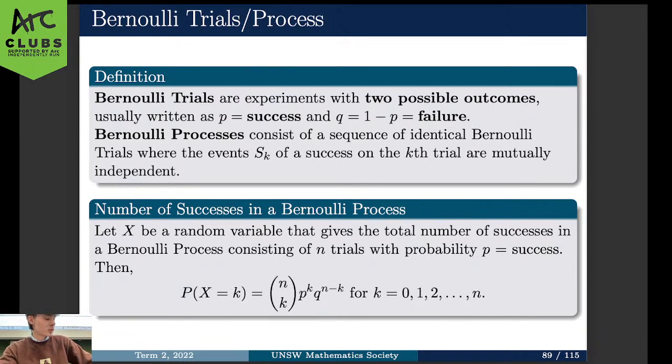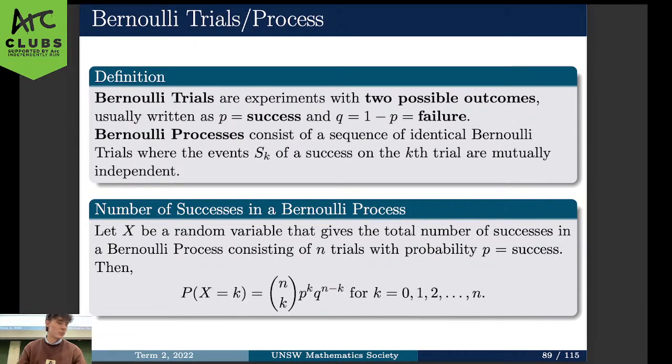And a Bernoulli process is a sequence of identical Bernoulli trials where each trial is mutually independent. So now, if X is a random variable indicating the number of successes in a Bernoulli process, the probability of X equaling k is n choose k multiplied by p to the k multiplied by q to the n minus k.